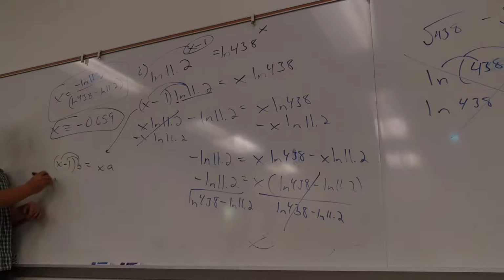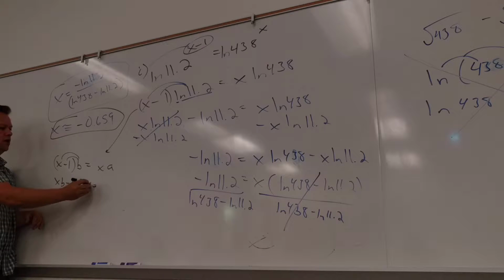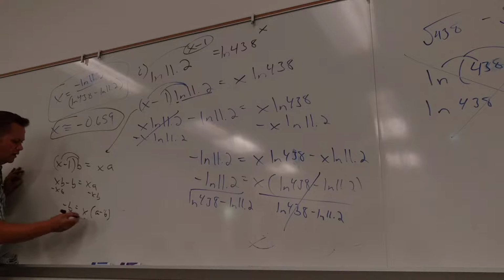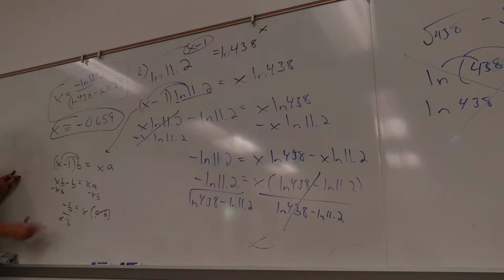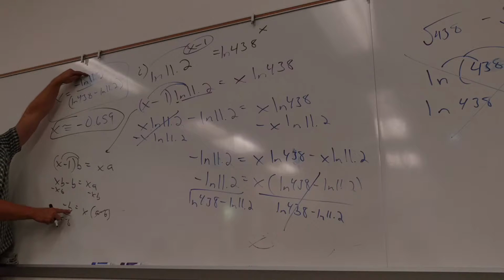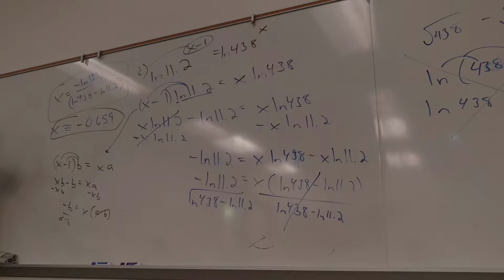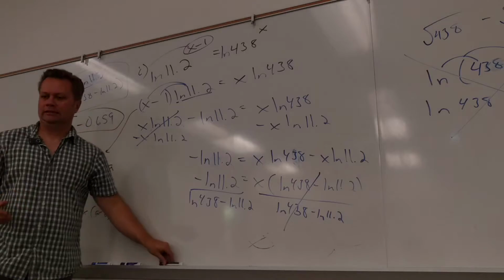Because here I can just do xb minus b equals xa, subtract xb. I mean, that looks a little bit easier. And at the end, so subtract xb, I get negative b equals x times a minus b. Divide by a minus b. Now I can replace b with ln 11.2. A is ln 438. B is ln 11.2. I mean, it makes it easier to work with in the middle. It's like that u sub idea. That looks gross. Let me replace it with something that looks better. And at the end, I'll put them back in. That's an option that's there for you. You don't have to.